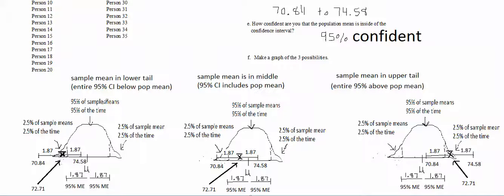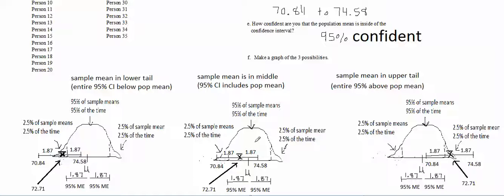Also do this labeling, the 2.5% of sample means 2.5% of the time, right here for this area. For the middle, 95% of sample means. The sample mean will fall here 95% of the time. And over here, the same thing. Well, it's the same as the left side.